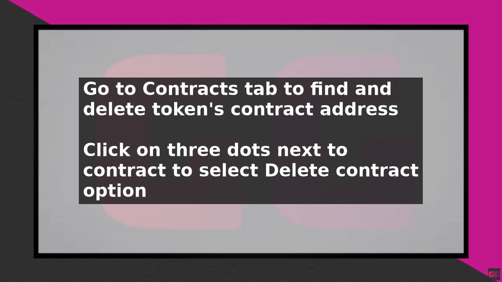In conclusion, deleting a token in Metamask involves hiding or removing the token's smart contract address from your wallet. This can be done through the Assets tab or the Contracts tab in Metamask. It is important to understand that deleting a token will not recover any funds you have invested in it and will only remove it from your local wallet.